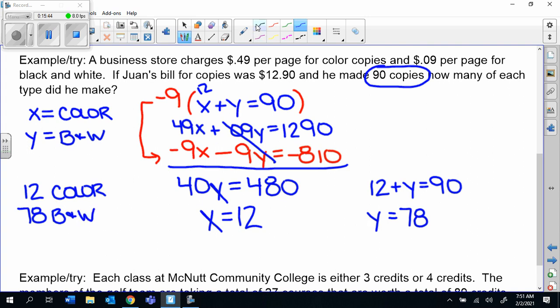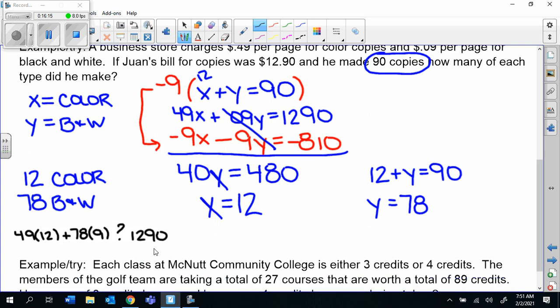You can even substitute in for the second one and make sure that what we're saying is true. You can even double check, does 49 times 12 plus 78 times 9 add up to 1290? You can plug that back into your calculator and you have an instant check to make sure that you've done it correctly, because it has to be true for both equations.